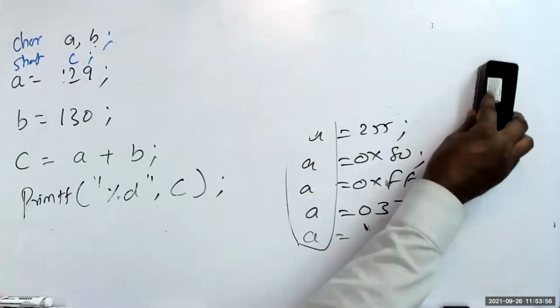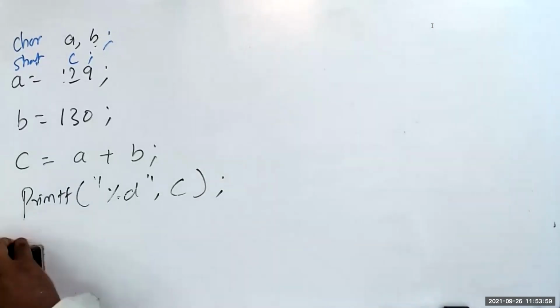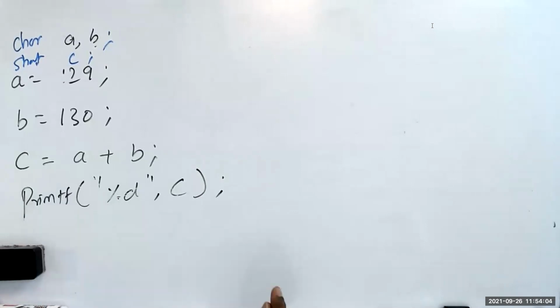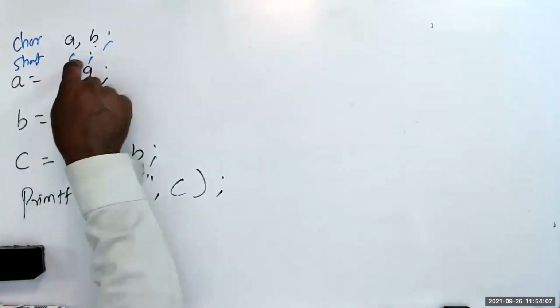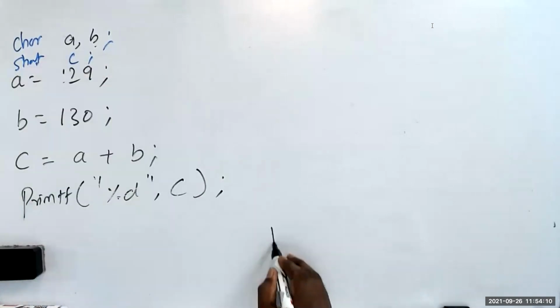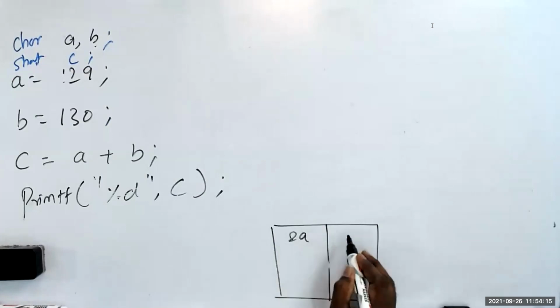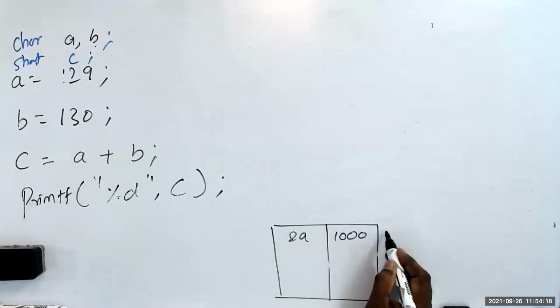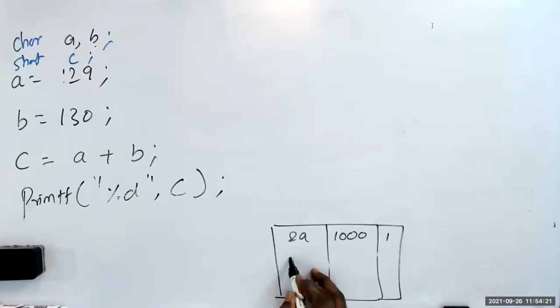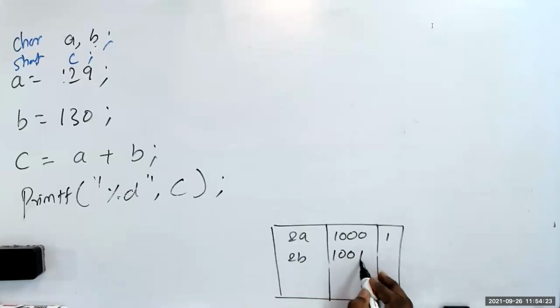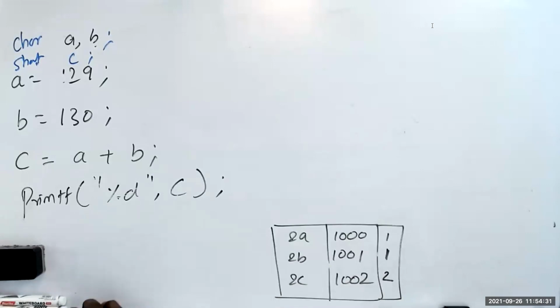Now, there is a trick. What you have done is, you have defined this as a short. So I create a table now. In the table, A is at 1000, one location. And B, 1001, one location. And C, 1002, two locations. You understand? You clear?